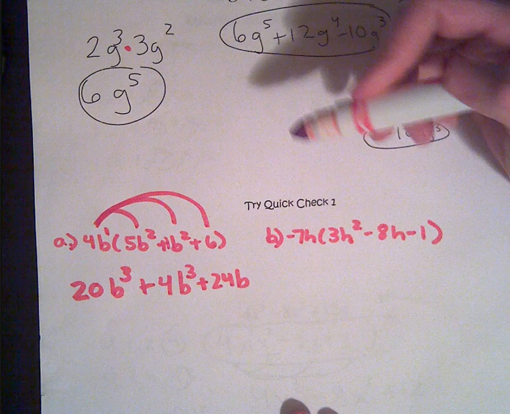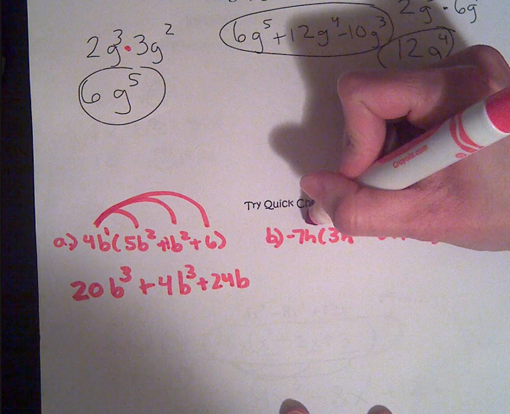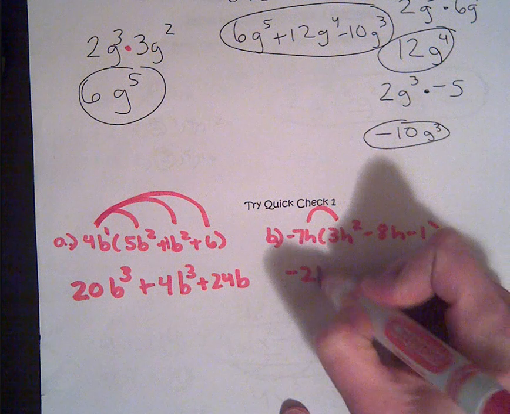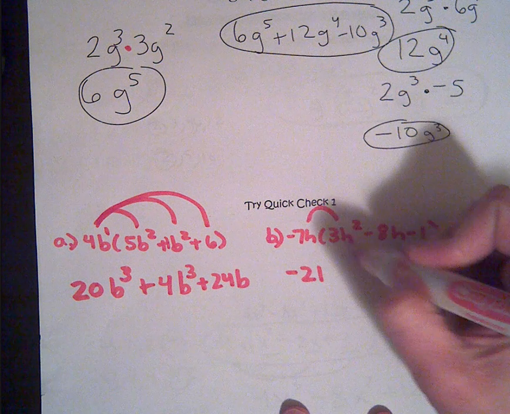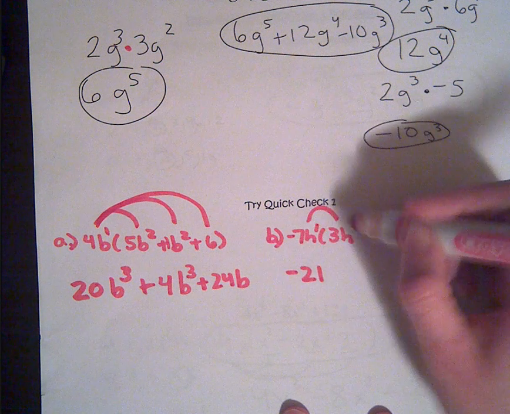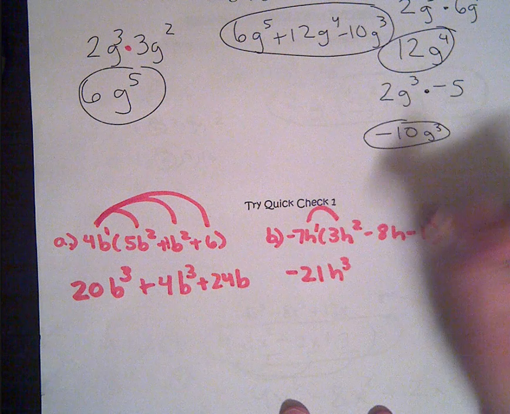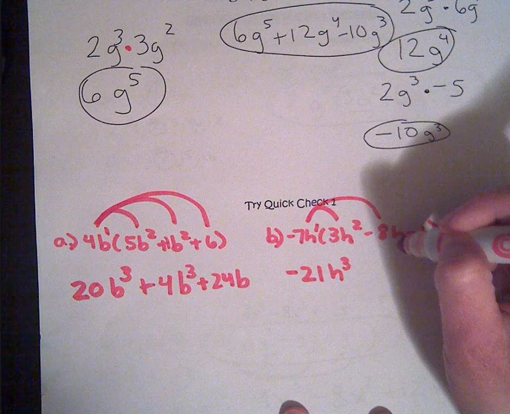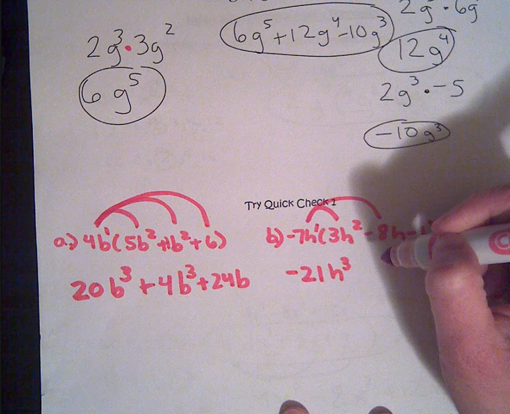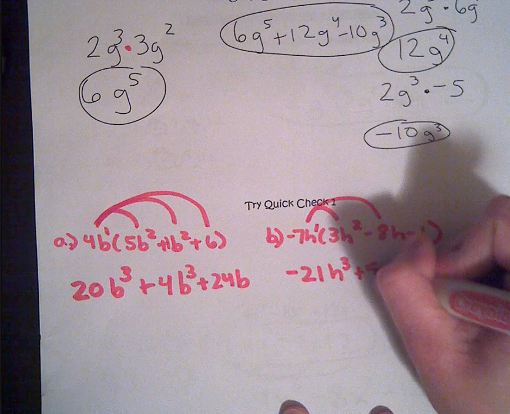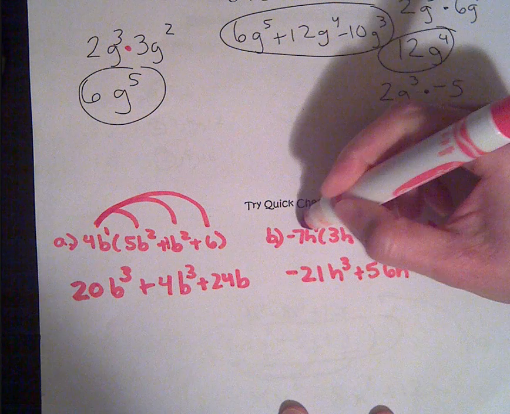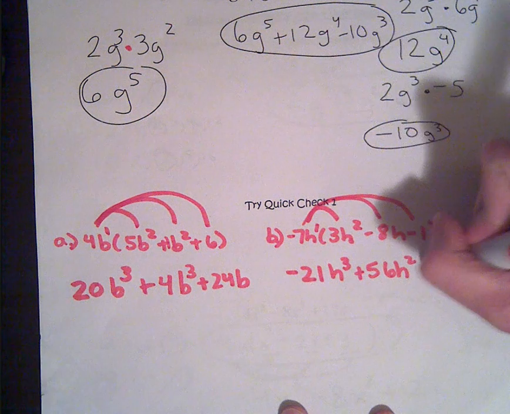Coming over to b here, I have negative 7h times 3h squared. So it's going to be negative 21, because negative 7 times 3 is negative 21. And again, this is h to the first, 1 plus 2 is 3. Then negative 7h times negative 8h squared. That's going to end up becoming a positive 56h squared. Same thing here, negative 7h times negative 1, that's a positive 7h.